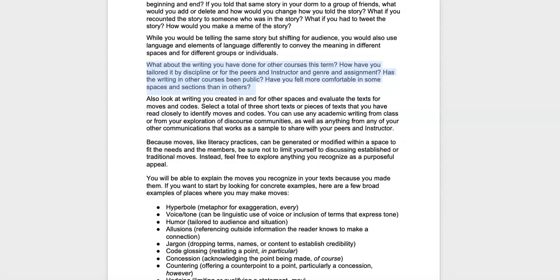What about the writing you've done for other courses this term? How have you tailored it by discipline or for the peers and instructor and genre and assignment? Has the writing in other courses been public?